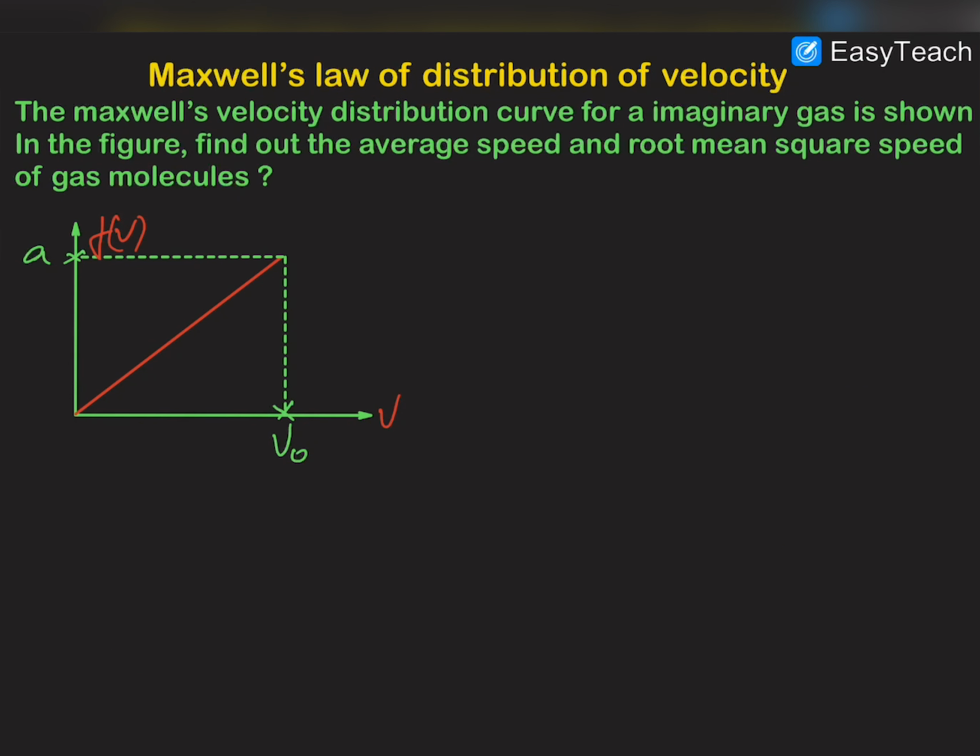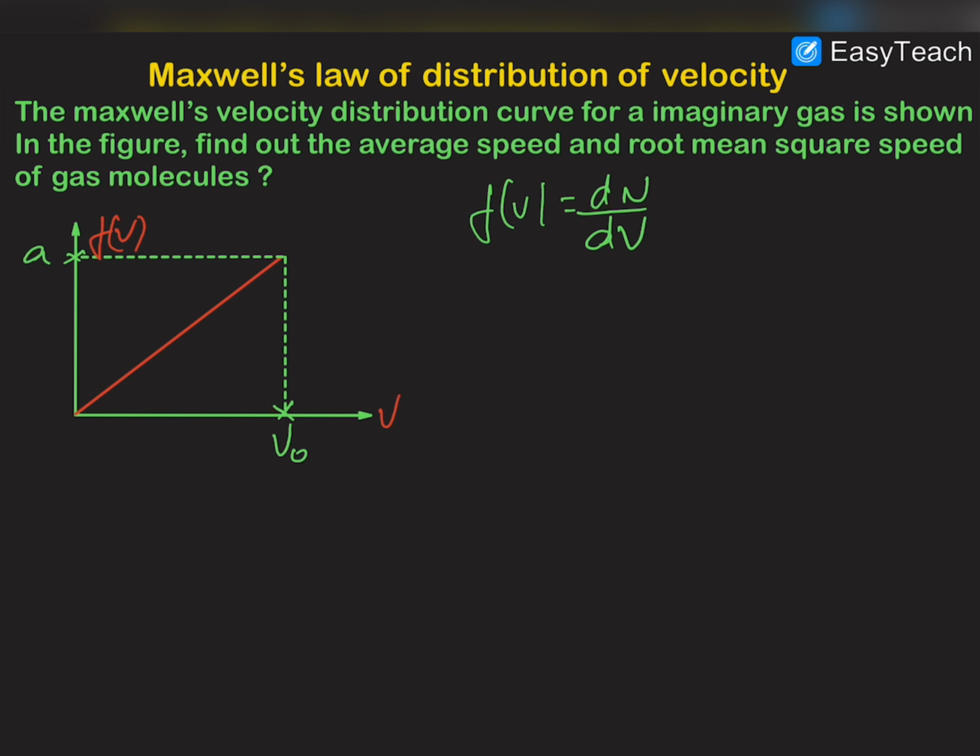Now let us take an example of that Maxwell distribution, and this question was asked in JEE. So in this question there is a graph given between Fv and V, where V is the speed of the molecules, and this is an imaginary Maxwell distribution graph, and Fv is dn by dv. It is not dn by n dv, in fact it is dn by dv in this question. So we have to find out the average speed and the root mean square speed of the gas molecules.